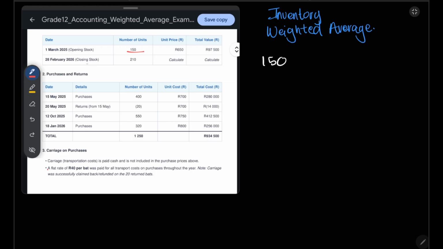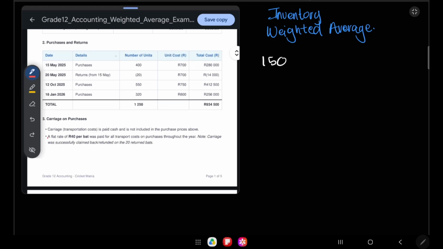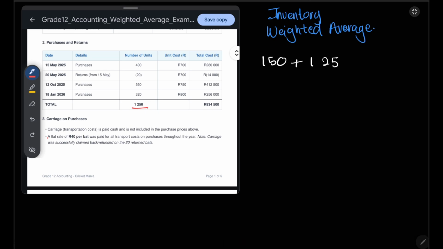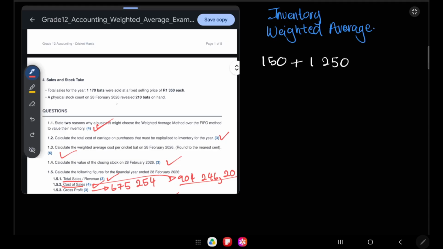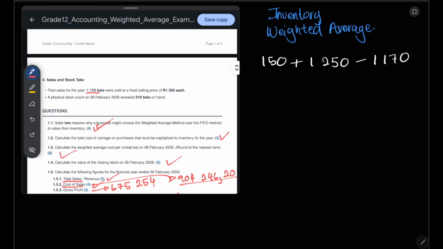And before we even go to closing stock, let's look at our purchases. We had 1,250 purchases. So let's add that 1,250. Now let's check what else do we have. We have carriage. We also have sales. So we sold 1,170 beds, meaning we no longer own 1,170. They left the company. People bought those units. So let's say 150 plus 1,250 minus 1,170. You should get 230 units.